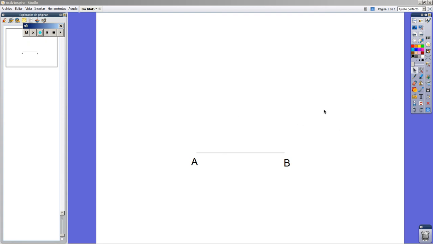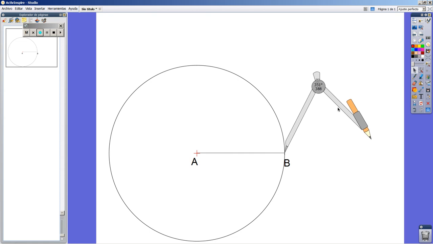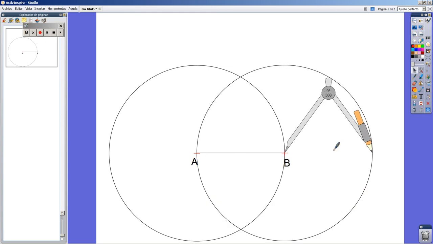Well, in order to draw a sublime triangle, you can follow this process. Let's imagine that the segment AB is the non-equal side of the triangle. You take the compass, place the lead of the compass on point A, take until point B, and draw two circles, one from point A and another one from point B, so you get two circles.